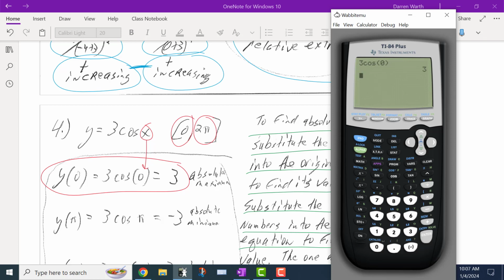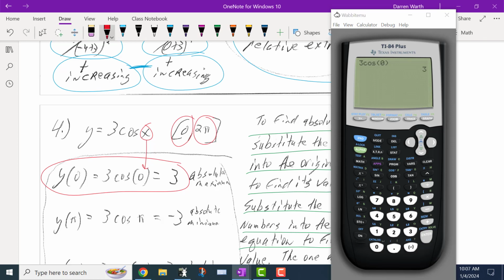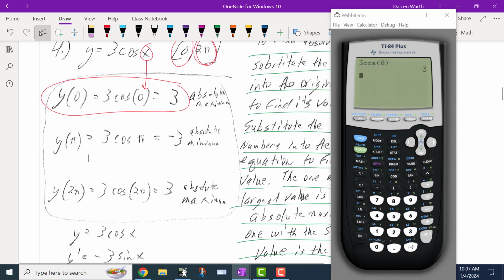Next one I'm going to check is 2 pi. So I substitute in 2 pi. I actually put it so there's space between them. So I'm substituting in 2 pi right here. So 3 cosine of 2 pi. I type in 3 cosine of 2 pi, and that's also going to come out to be 3.